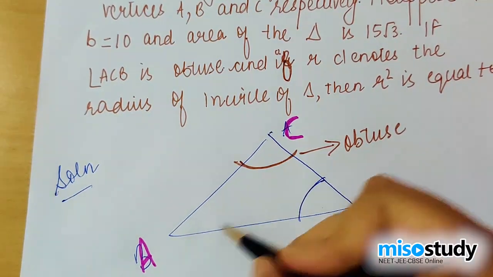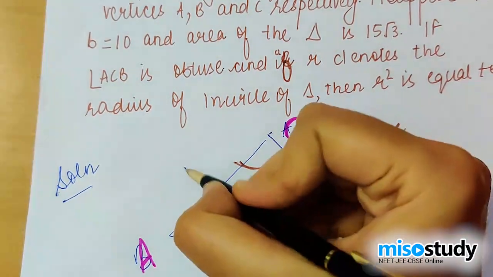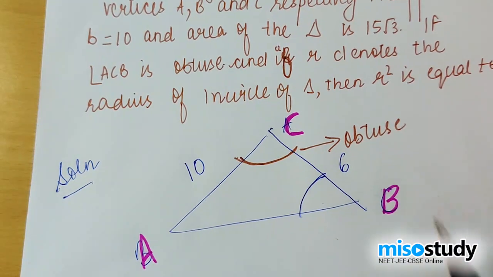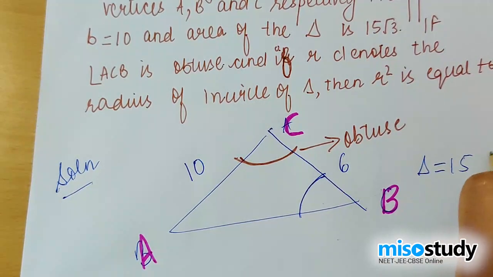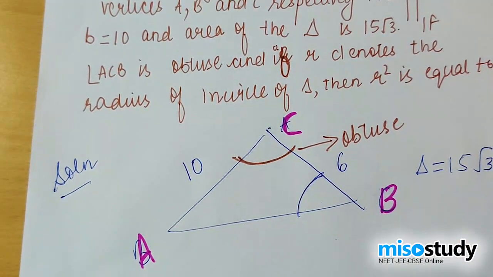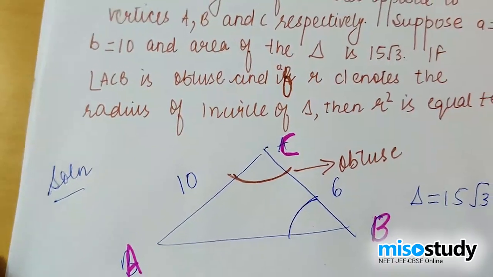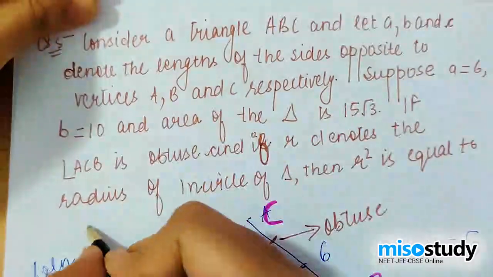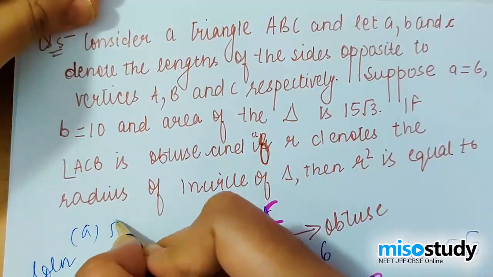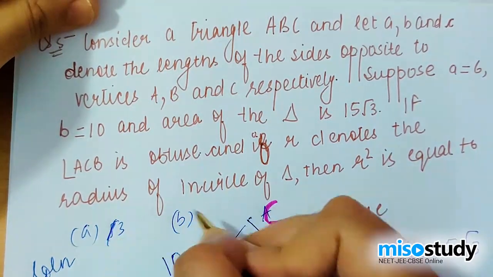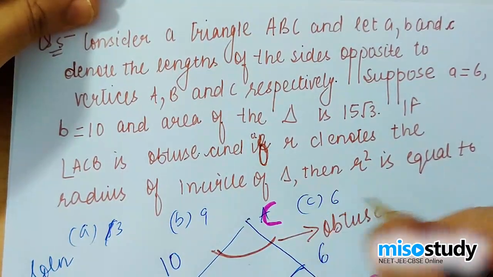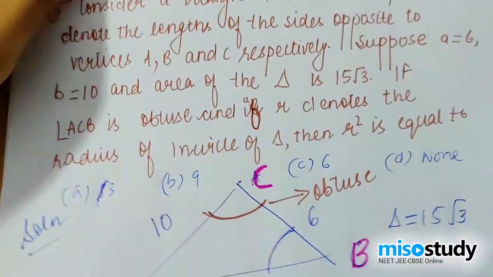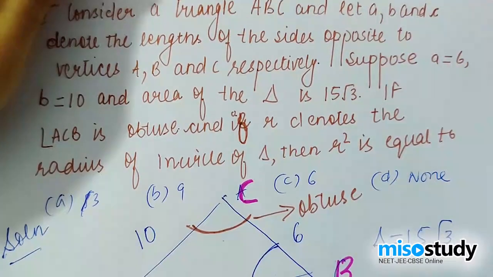A is 6, that means this is 6, B is 10, this is 10, and ACB is obtuse, and we are given that the area of the triangle is 15 root 3. This is what is given to you. You need to find out r square, that is the square of the inradius. Let's say the options are root 3, not possible, 3, 9, 6 and D none. Let's say these are your options. Okay, so let's find out which is the correct option to this particular question.